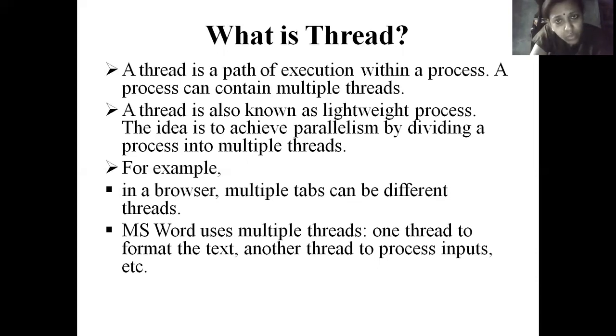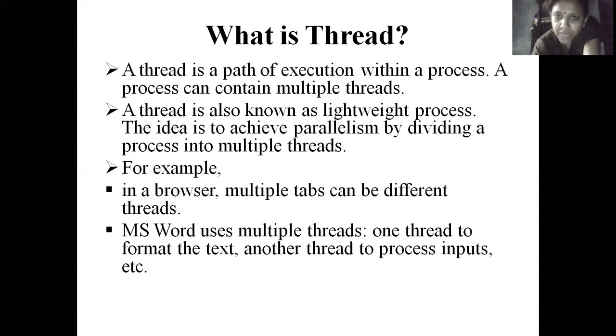But whenever you implement the thread concept, there are multiple flows of control, so that several tasks can be done at the same time. A thread is also known as a lightweight process because it is generated from the same process. So it need not maintain so many things that the process maintained during runtime. That is why it is called a lightweight process. For example, in a browser, when you open multiple tabs, they can be considered different threads. Whereas MS Word uses multiple threads: one thread to format the text, another thread to process the input, etc.